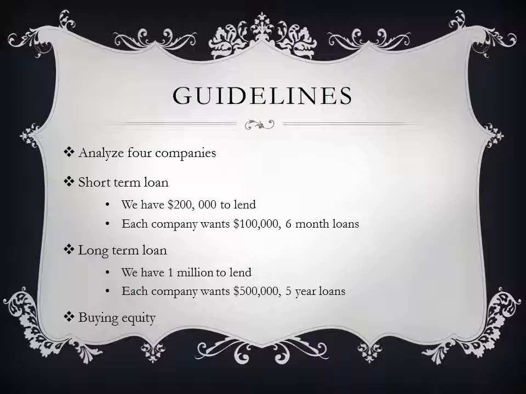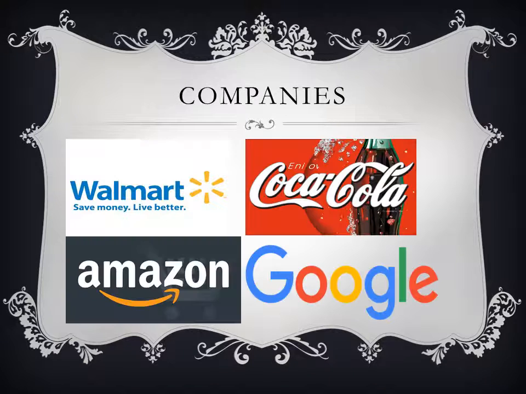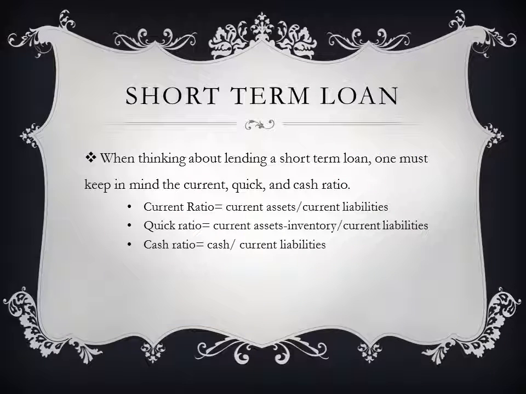The next part was lending a long-term loan to the companies. We have $1 million to lend, and the companies want $500,000 5-year loans. The last part is deciding who we want to buy equity into or invest in. The four companies I will be evaluating are Walmart and Coke, which are the two we chose in class, and Amazon and Google, which were my picks.